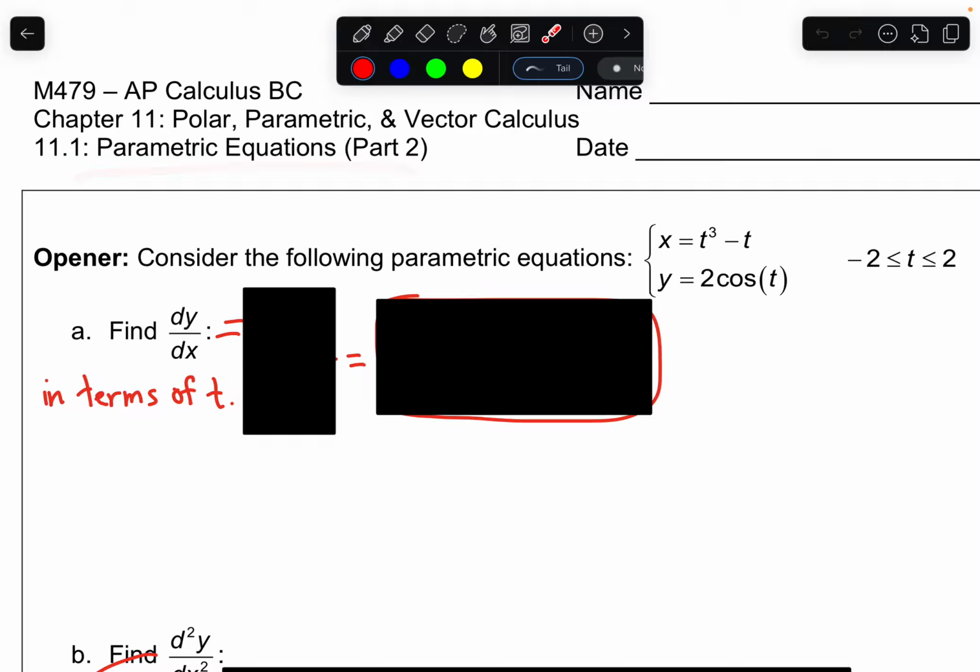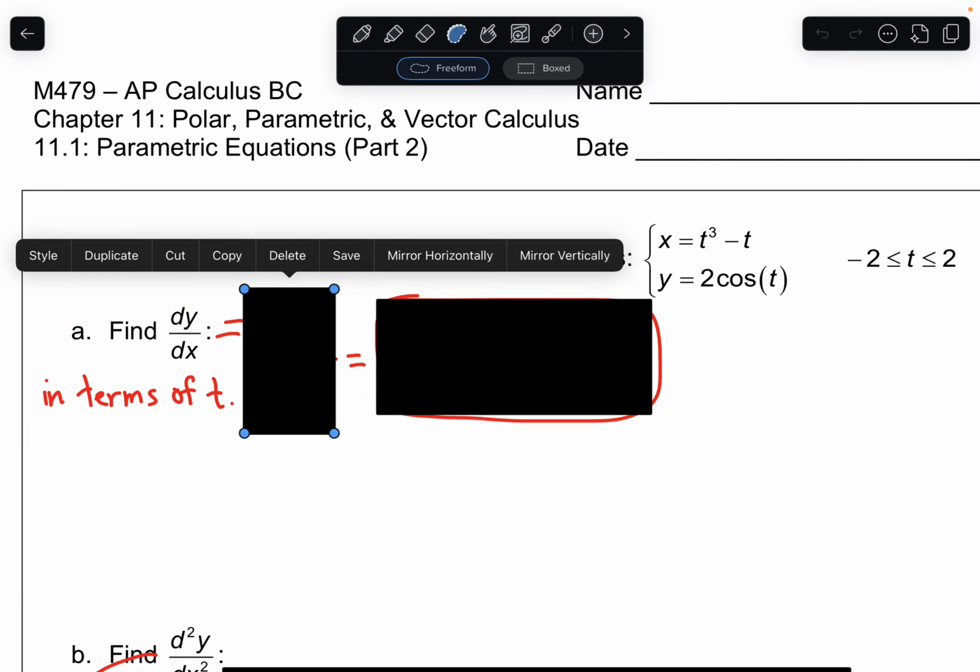So first we're going to start off with a little opener. We have parametric equations right here, given bounds of t, and we want to find dy/dx. The question should also say in terms of t. So let's go ahead and do that.